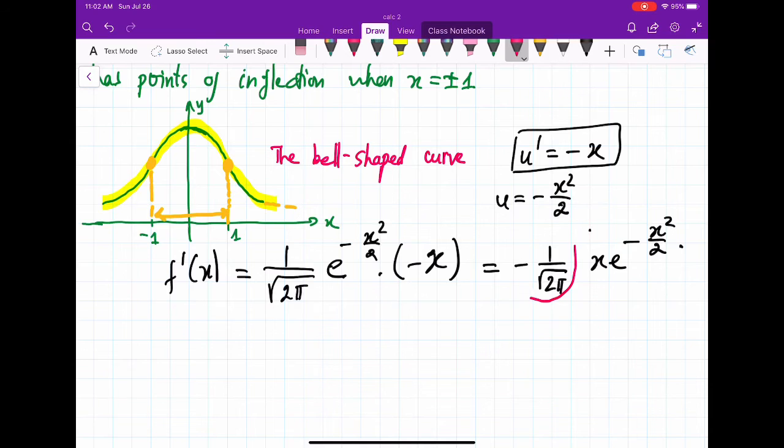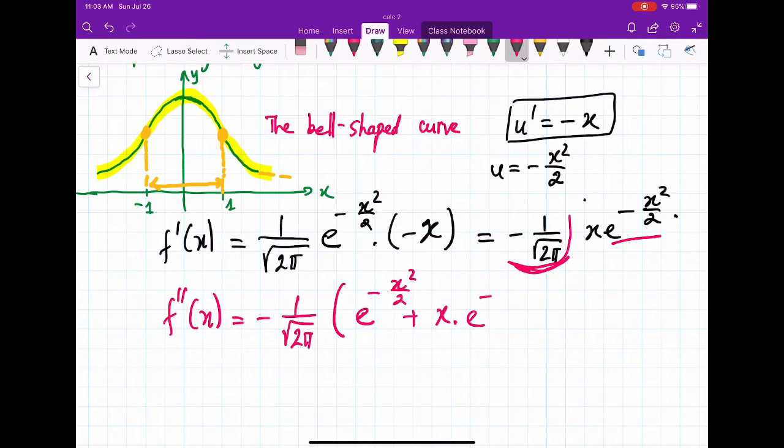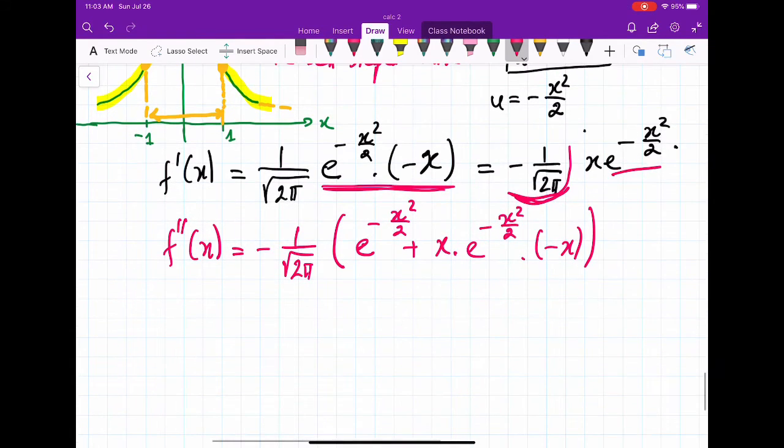Of course, you don't care about this, right? Because that is just coefficient. So I take the second derivative. I have negative 1 over square root of 2 pi. And then I use the product rule. I have x derivative is 1. So I have e to the negative x squared over 2 plus x, right? Again, we take the derivative of this guy. That is e to the negative x squared over 2 times negative x. We already have this right here. Okay. All right. Now I will factor e to negative x squared over 2 out.